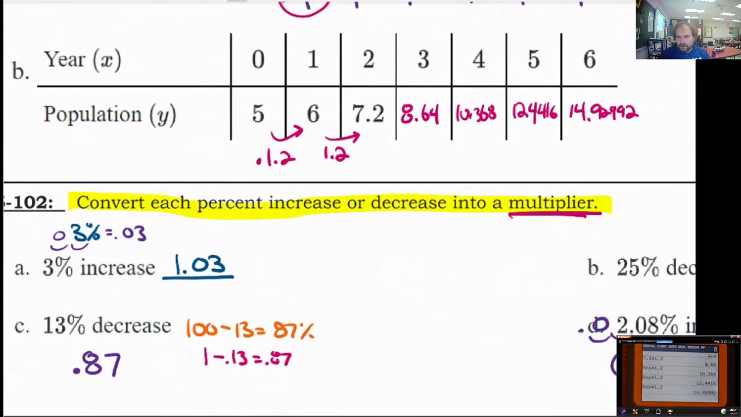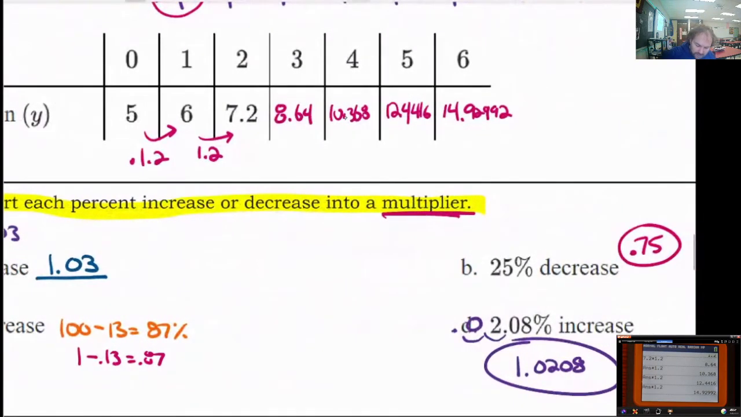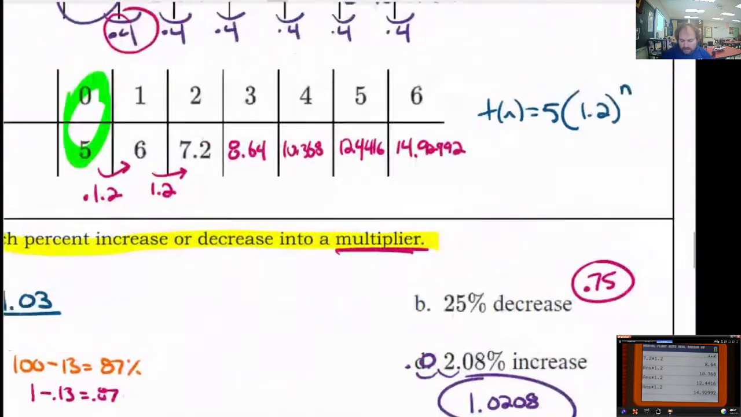For the rest of this, though, we're going to need a formula. And for the formula, we're going to need the same parts. Start with the 0th term, which is 5. You're going to have t of n equals 5, and we're multiplying this time by 1.2 to the nth power, just like that.